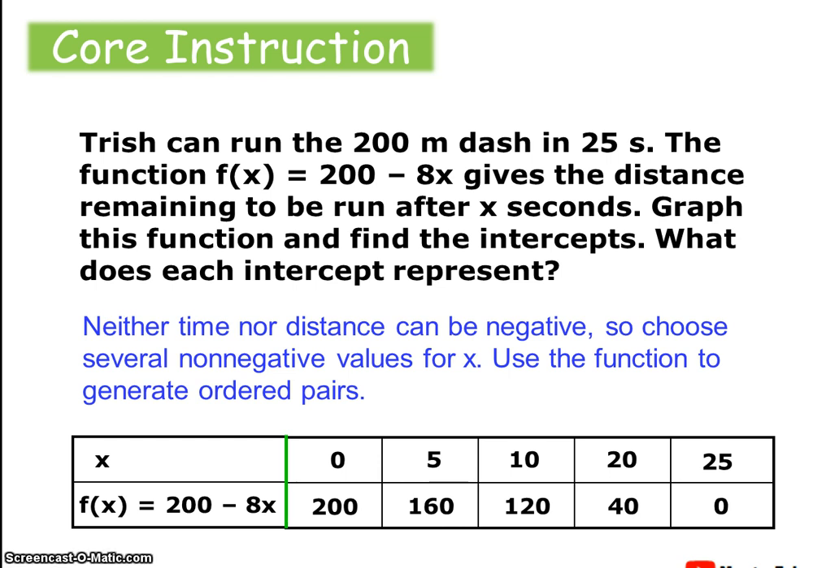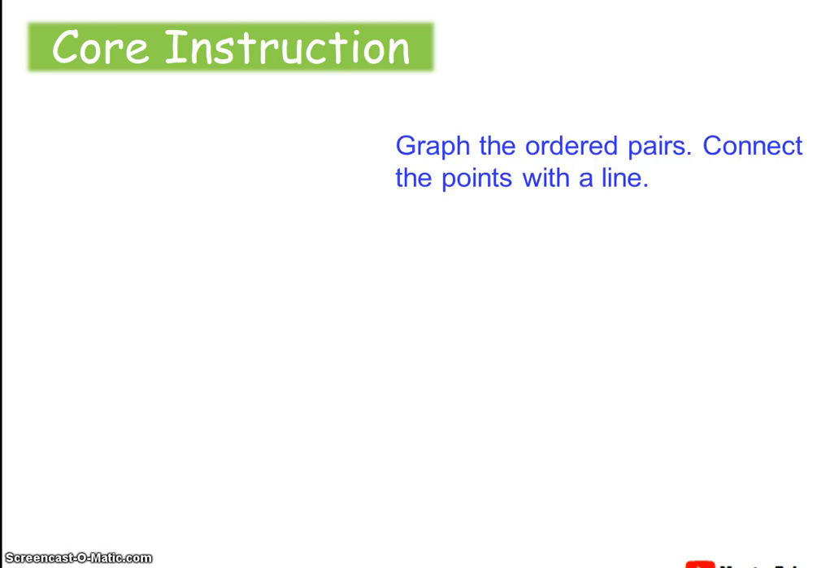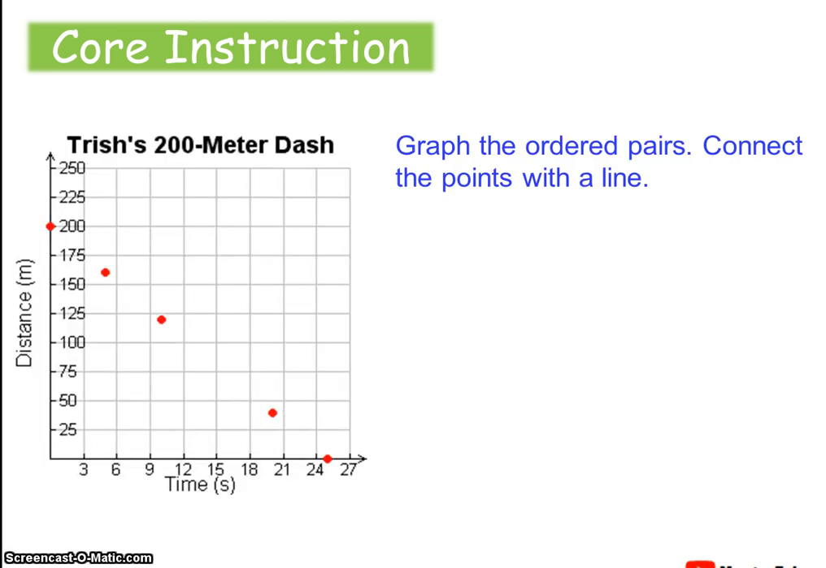So now, given my table of ordered pairs, we can graph those ordered pairs and connect them to make our line. And you see they do intersect the x and y axis at specific points. So then our job is to interpret what those points mean.